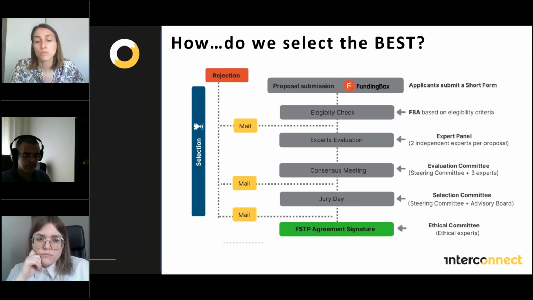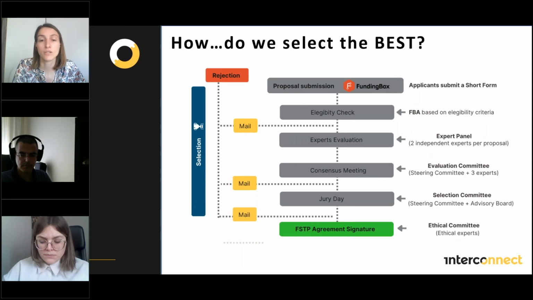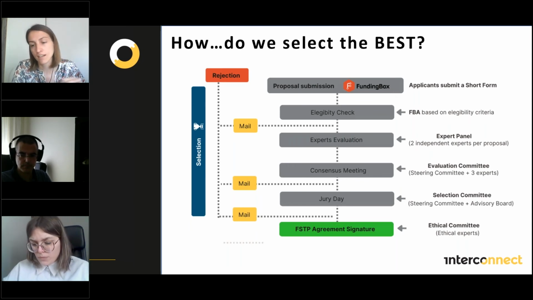And after that, we will start the process of formal check and the process of signing the agreement between the selected projects and the consortium. And well, this is all about evaluation.